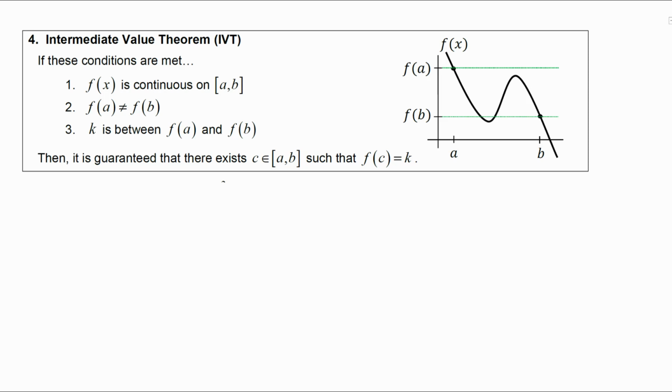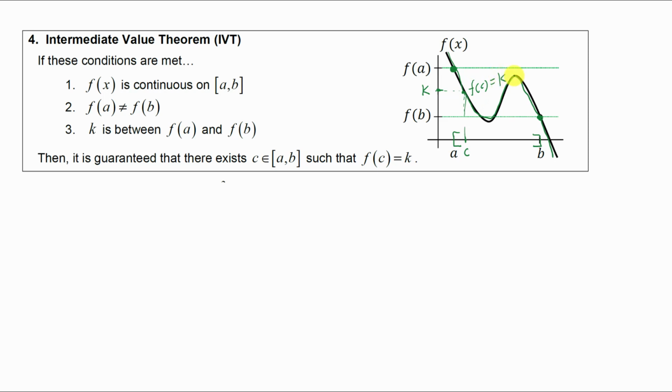If these 3 conditions are met, then for any k you choose between f of a and f of b, let's just say I choose this one. So let's just say you have a continuous function like that on the closed interval a to b. All right, that's number 1. And then here's f of a, and here's f of b, so you can see f of a is bigger than f of b right now. And if k is any value in between f of a and f of b, then it's saying there has to be a c inside of the interval a to b such that f of c equals k.